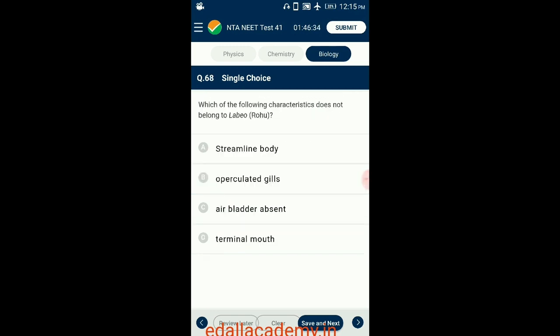Question number 68. Which of the following characteristics does not belong to Labeo? It is commonly called rohu. Rohu is a bony fish having a streamlined body with 4 pairs of operculated gills, terminal mouth, and air bladder. Labeo rohita is the scientific name and is a species of fish. Air bladder absent.